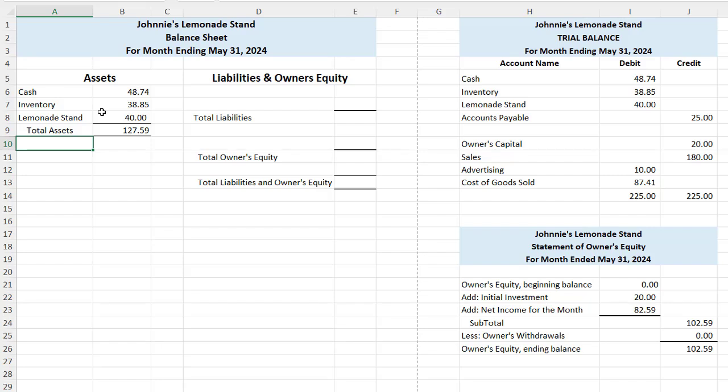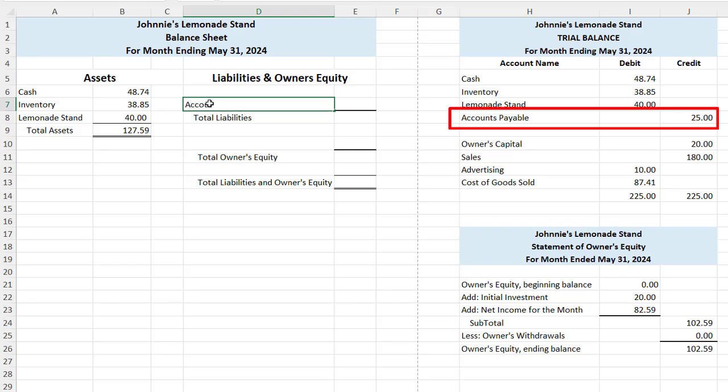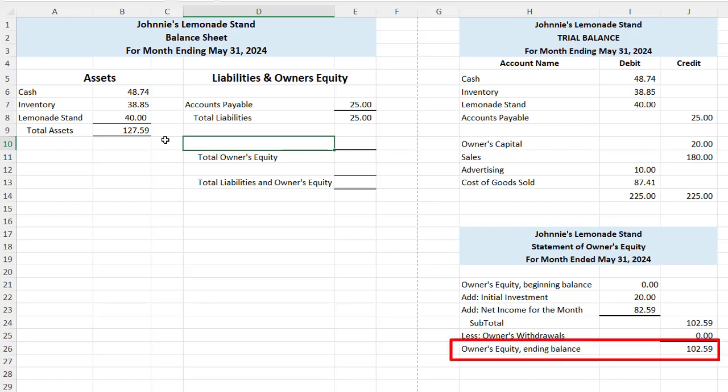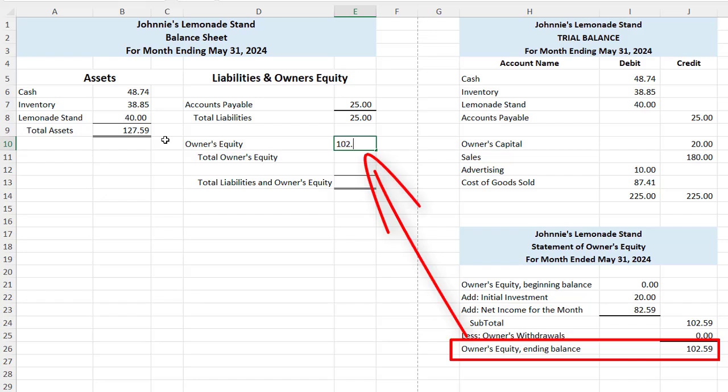There is only one liability account, and that is accounts payable. The trial balance shows that this account has a balance of $25. I will enter that amount. The owner's equity account has a balance of $102.59 in the statement of owner's equity. I will enter that amount in the balance sheet.